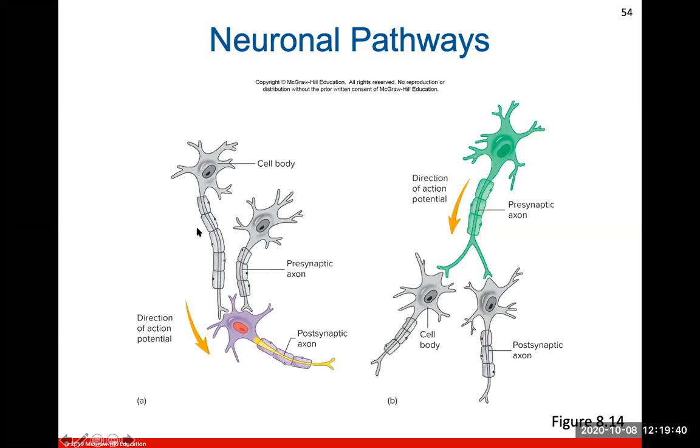So this is a look at converging. So you have 2 presynaptic axons converging onto one postsynaptic axon. And this is diverging, 2 presynaptic axons diverging its signal into 2 postsynaptic axons.